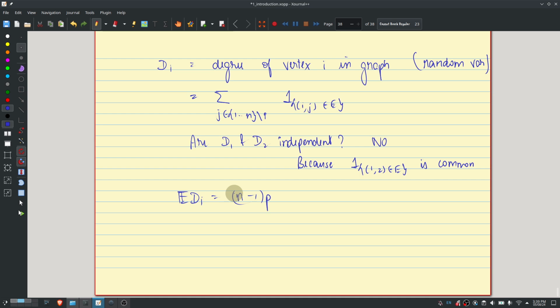Okay, so let's just look at degree i. What is the probability that the degree of the ith vertex is not too different from n minus 1 into p? Let's say delta times n minus 1 into p.